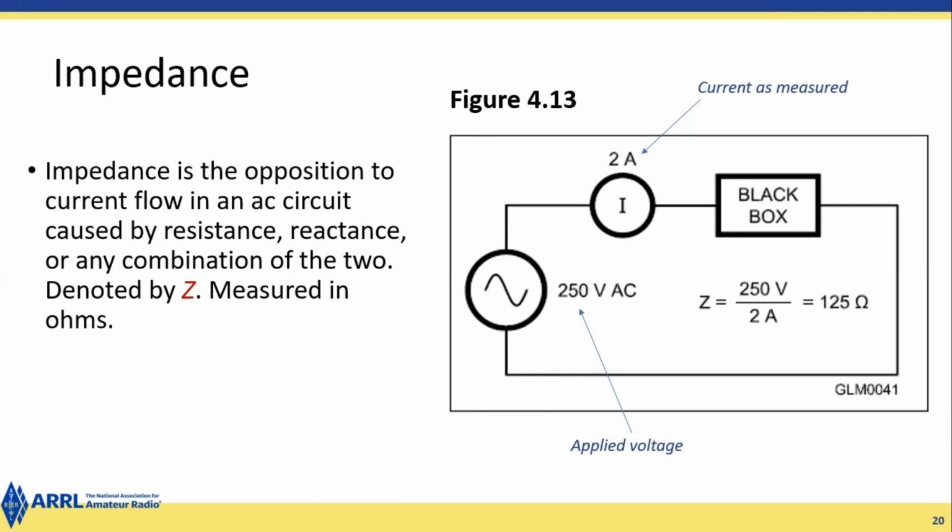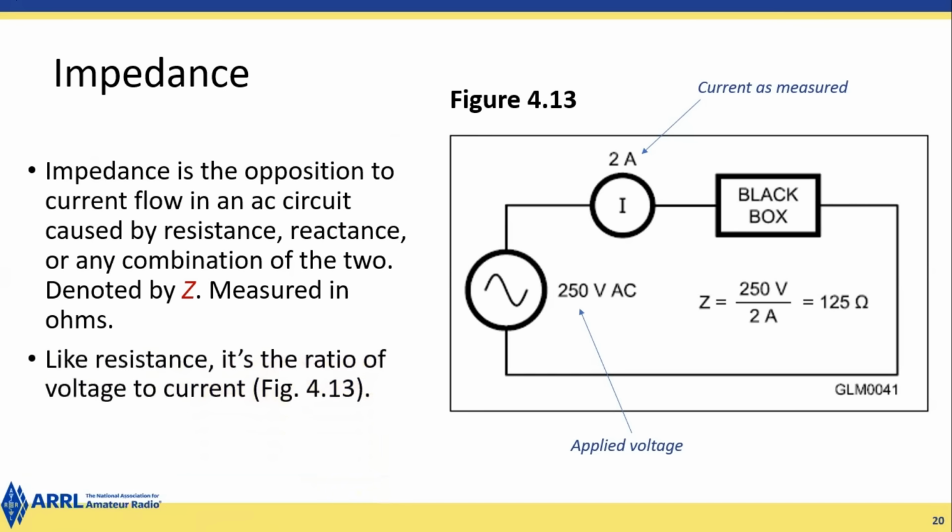Impedance is denoted by the letter Z. It's measured in ohms. So remember, impedance is the opposition to current flow in an AC circuit caused by resistance, reactance, or any combination of the two. Like resistance, it's the ratio of voltage to current. The inverse of impedance is admittance.